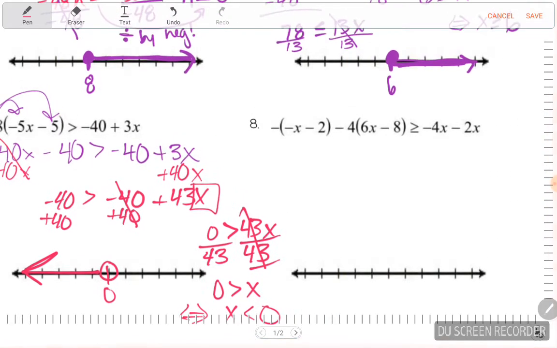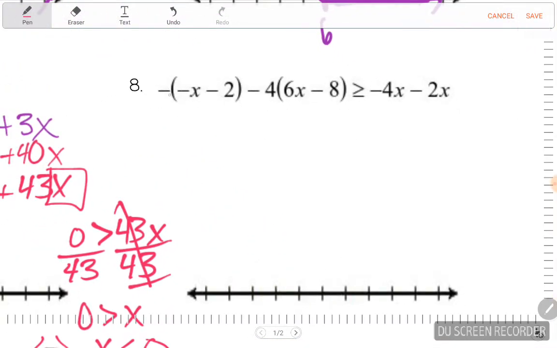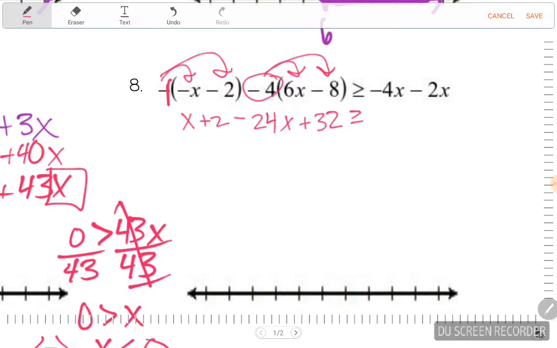Okay. Number 8. This negative here, it's like a negative 1. Okay, there's an invisible 1 in front of the parentheses. I distribute, and I'm going to distribute the negative 4 as well. Negative times a negative gives me a positive, and 1 times x gives me x. Negative 1 times negative 2 gives me positive 2. Moving on to the next distribution, negative 4 times 6x gives me negative 24x, negative 4 times negative 8 is positive 32. And there's the rest of my equation.